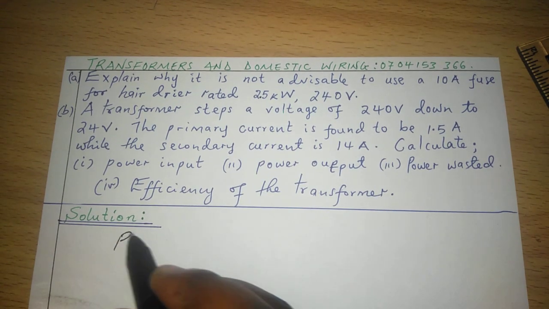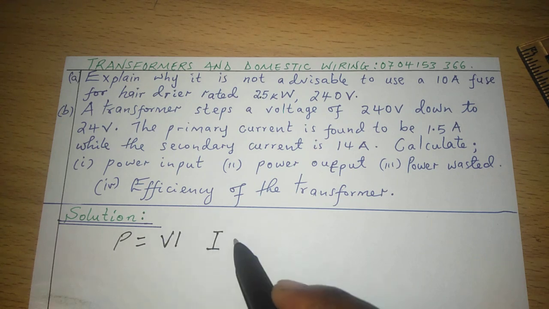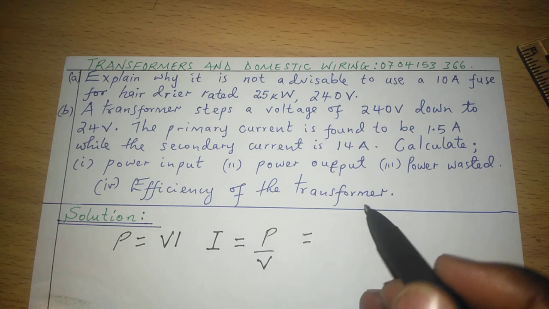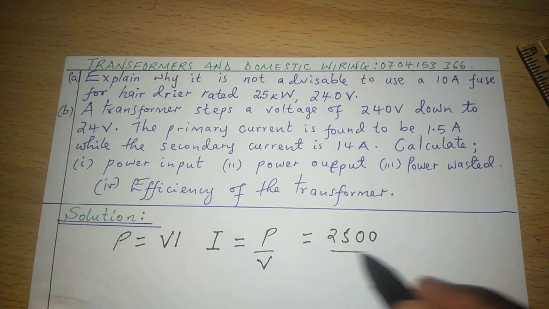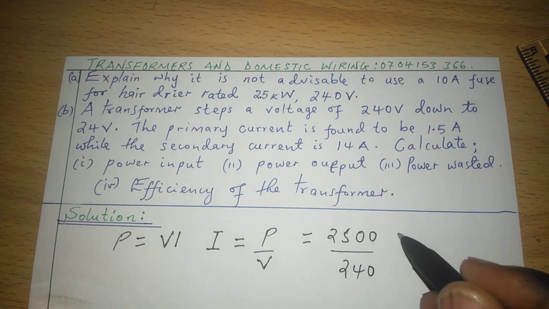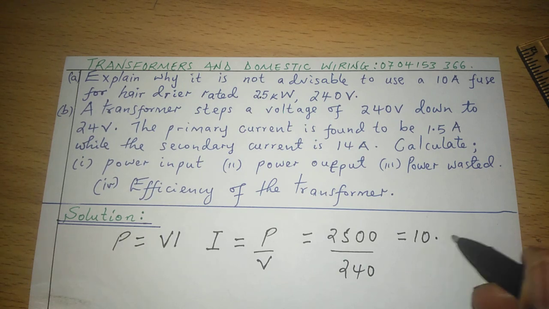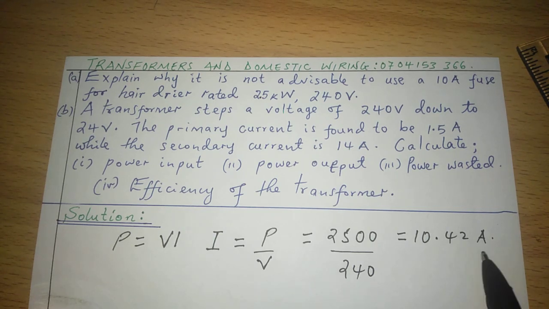So we know that power equals VI. This means current equals power divided by voltage. So the power of 2.5 kilowatts becomes 2500 watts over 240 volts, then we get 2500 divided by 240. This gives us 10.42 amperes. So for this air dryer to operate, it draws a current of 10.42 amperes.